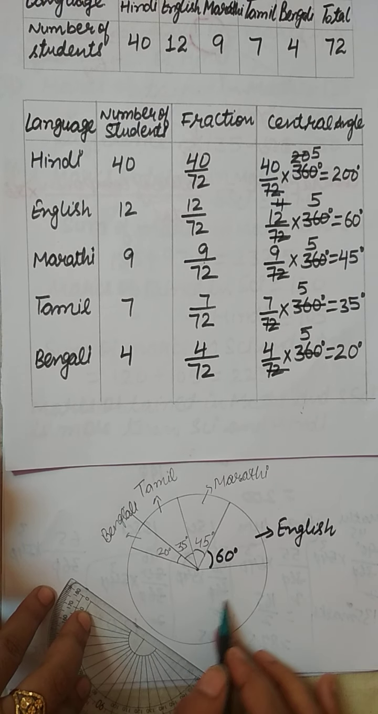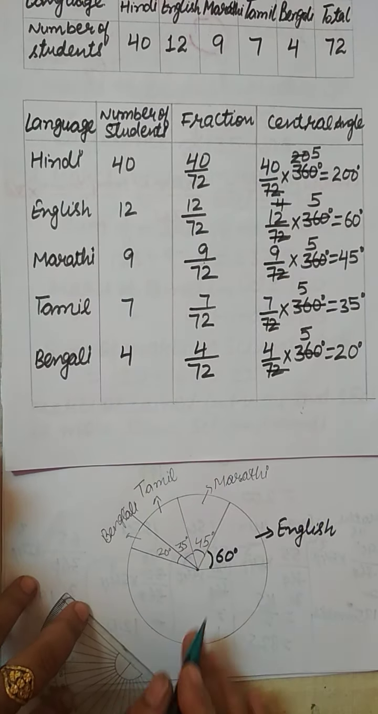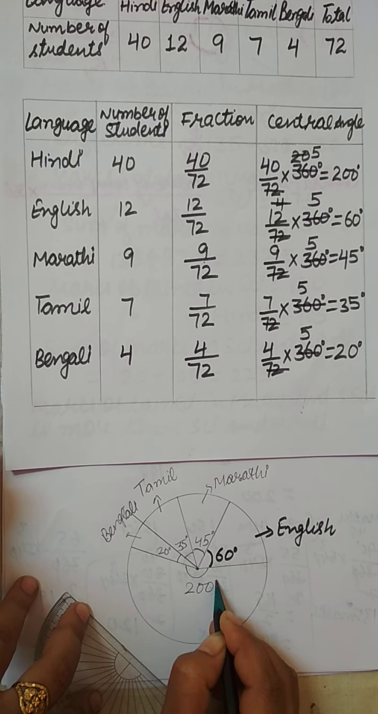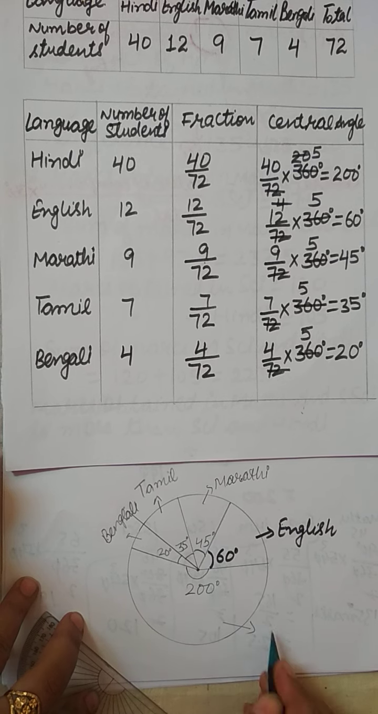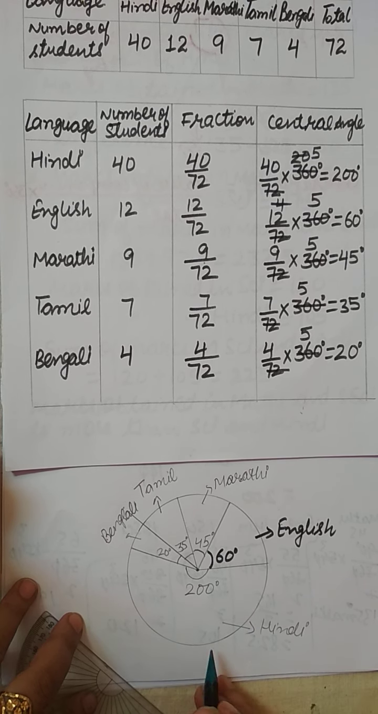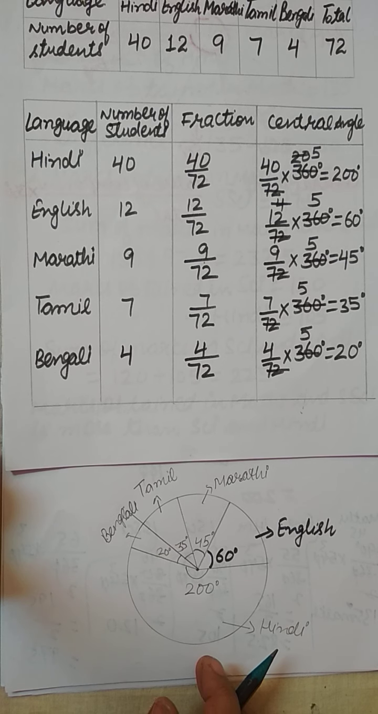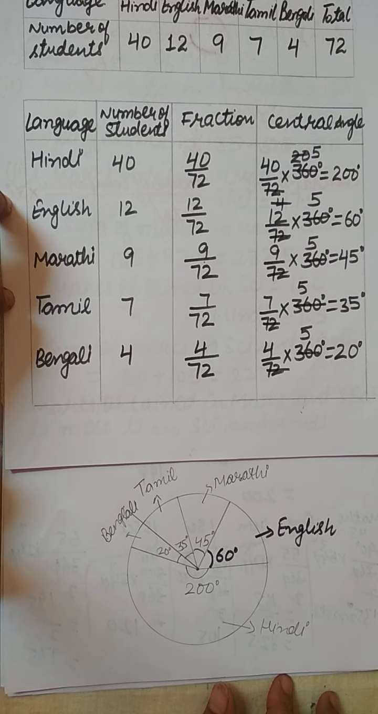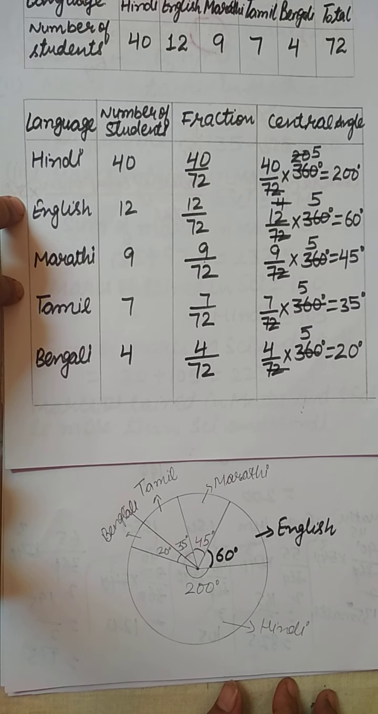Now this remaining sector will ultimately be for the subject of Hindi. This angle is of 200 degree and this sector is for Hindi, which is the required pie chart for the question given information. So this is all about question number 4 and 5 of exercise 5.2.